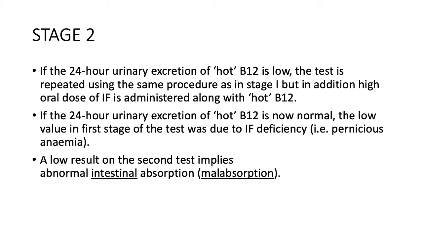So that is the same thing which we are going to elicit in stage 2, and we are giving along with the hot B12, or the oral dose of vitamin B12, intrinsic factor. Now, since intrinsic factor deficiency is being compensated, it will bind to the vitamin B12 and the absorption becomes normal. That is how you say it is because of intrinsic factor deficiency, and that is mainly because of pernicious anemia.